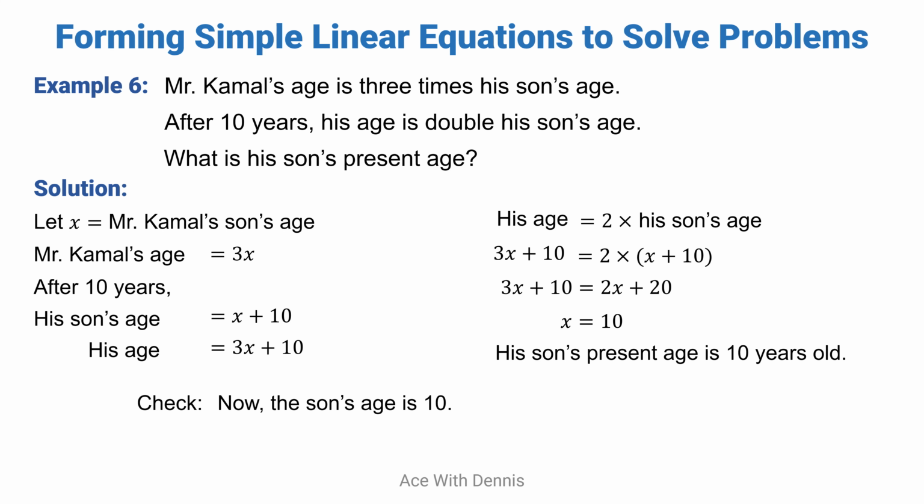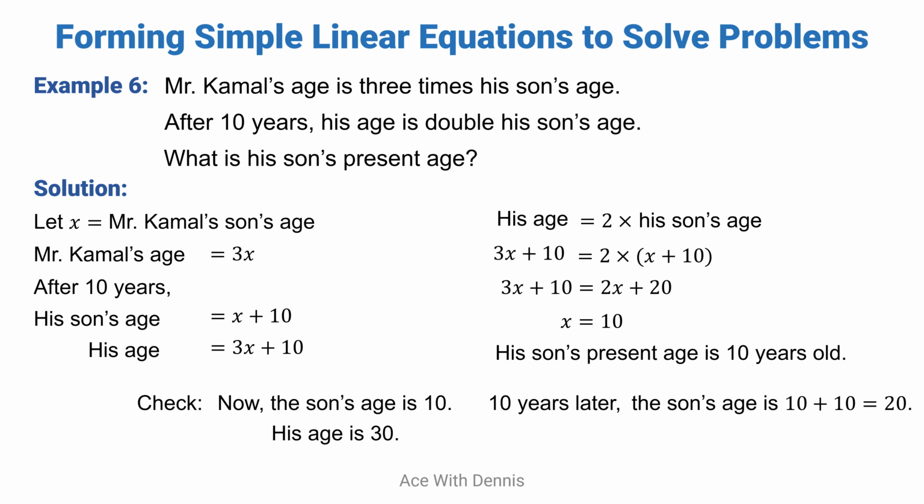Now let's check the answer. Now his son's age is 10, hence his age is 30. After 10 years, the son's age is 20, and his age is 40. As we can see, his age after 10 years is double his son's age. Hence, the answer is correct.